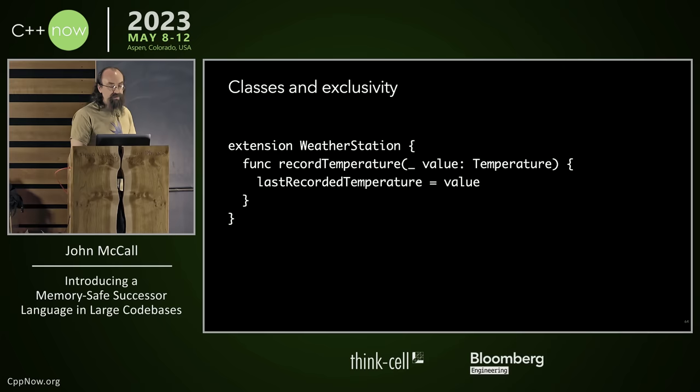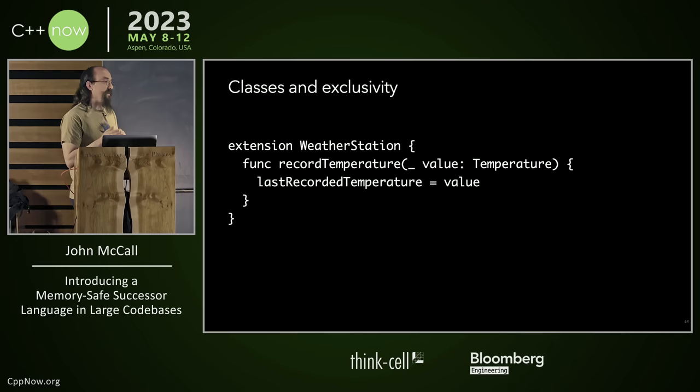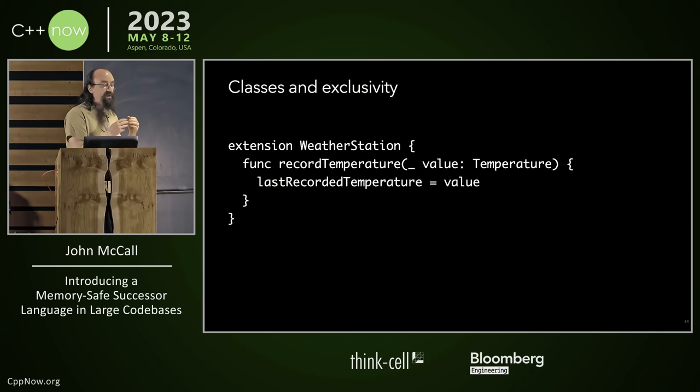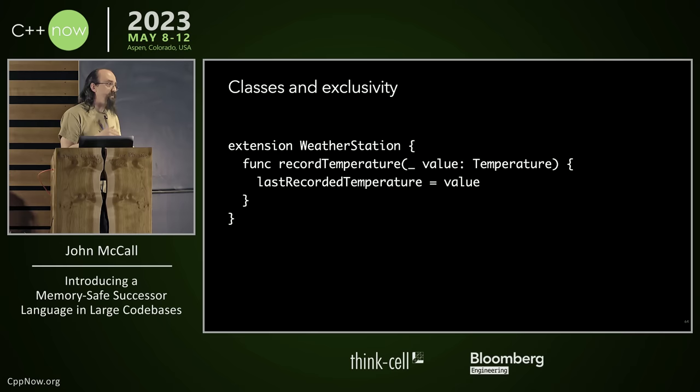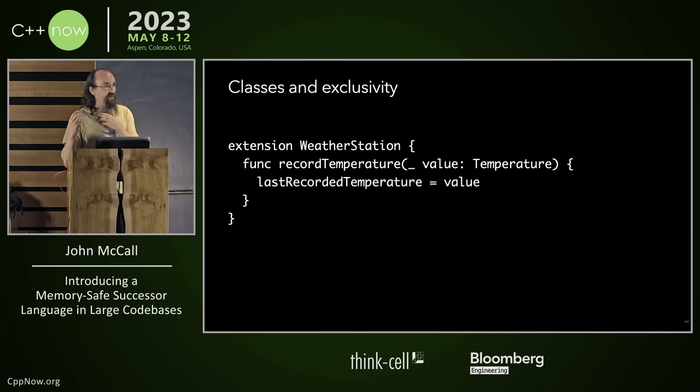Since you can have multiple references to a class object, it's possible to violate the exclusivity rule that we were talking about with the mutable stored properties of the class. You can have multiple things using it at the same time. There's no way the compiler can statically diagnose that. Exclusivity is a critical safety property of Swift. And so, if we can't enforce it statically, we enforce it dynamically.